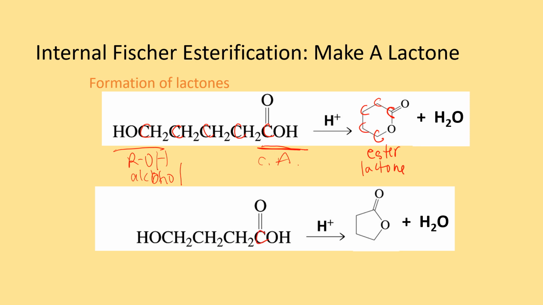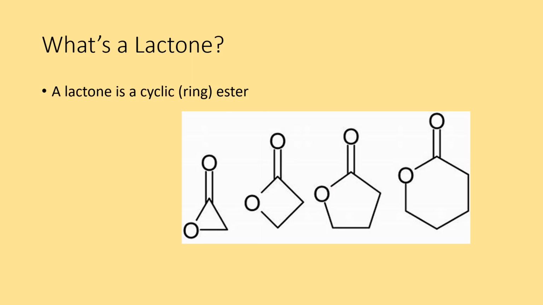And this one, here, I'll make this one red. That's this one. So we've got 1, 2, 3, 4. And so you make a ring ester. So it's still a Fischer esterification with a carboxylic acid and an alcohol. And you make a ring ester, you make your ester and water, but it's all in the same molecule. Okay, so it's a lactone.